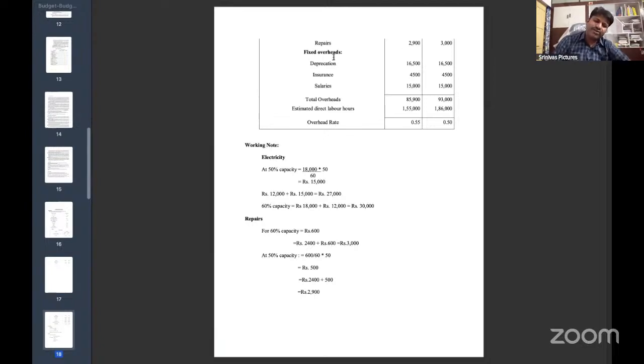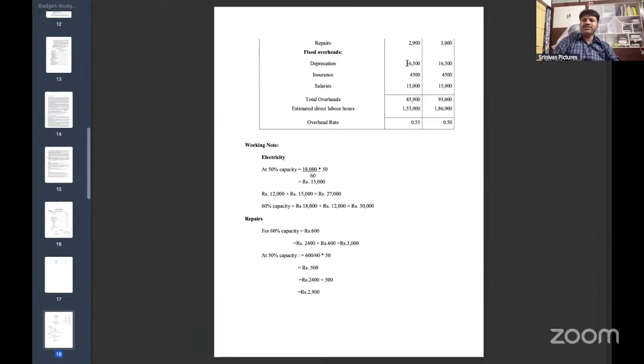Fixed, we are not going to calculate. As it is for every capacity, as it is we are going to take. So you just go through this working note also. Repairs is the 5,500 is the variable, 2,400 is the fixed. Total 29,000.